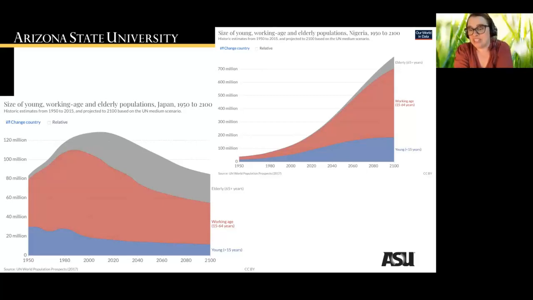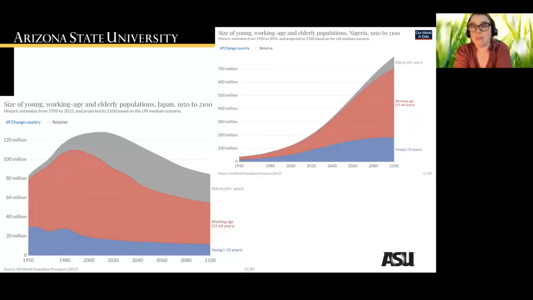When we look at Nigeria, they didn't have a bump. They've had a steady increase. And right now, their young and their working age are large and their elderly are getting there. But as their working age continues to increase, their elderly will begin to increase as well.